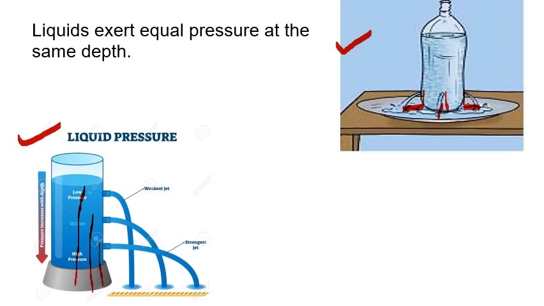Now what do you see? How does the water come from the holes? Here you can see the water from these holes falls at different distances from the bottom. From here we can say it is almost 5 centimeter, or this one 10 centimeter, or this one 15 centimeter. So from this we can infer that liquid exerts different pressure at different depths.